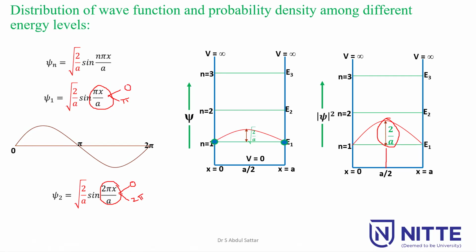But here this function value varies from 0 to 2 pi. So we will get a total complete wave here, which is like this. Then what about the probability distribution? The probability distribution is always positive here. That will come like this.